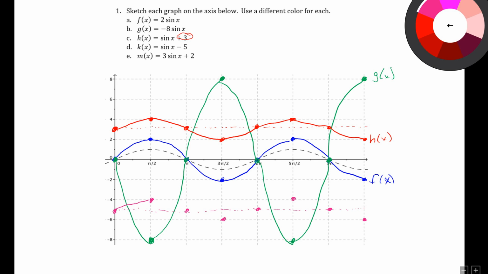So if we go through and connect our points, we'll actually see that the curve here of h of x and the curve of k of x are identical in size. They're just in a different location.